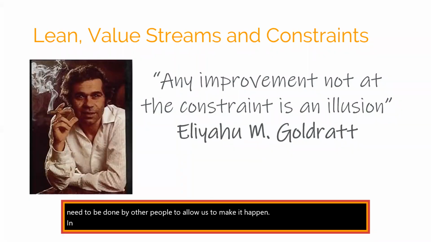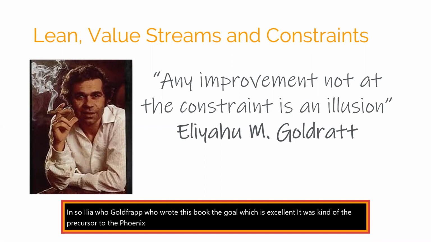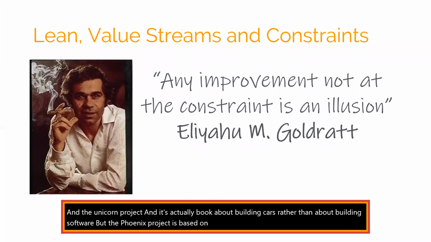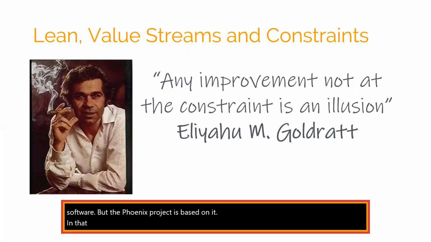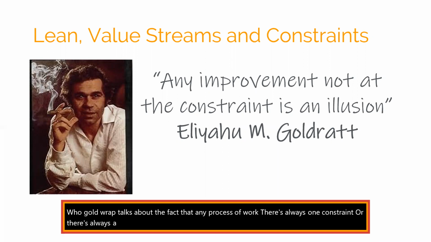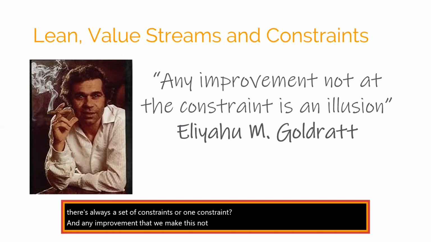So Eliyahu Goldratt wrote this book, The Goal, which is excellent. It was kind of the precursor to the Phoenix Project and the Unicorn Project, and it's actually a book about building cars rather than about building software, but the Phoenix Project is based on it. In that book, Eliyahu Goldratt talks about the fact that in any process of work, there's always one constraint, or a set of constraints, and any improvement that we make that's not at that constraint is a waste of time.